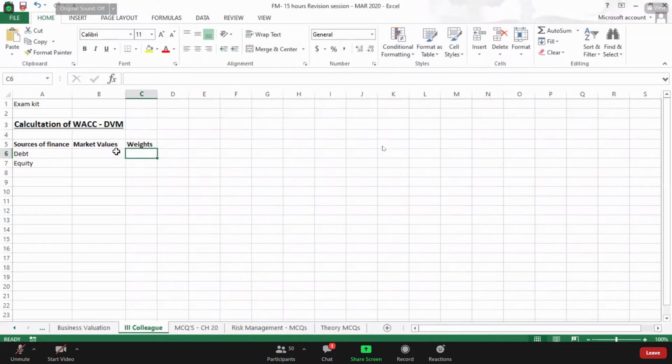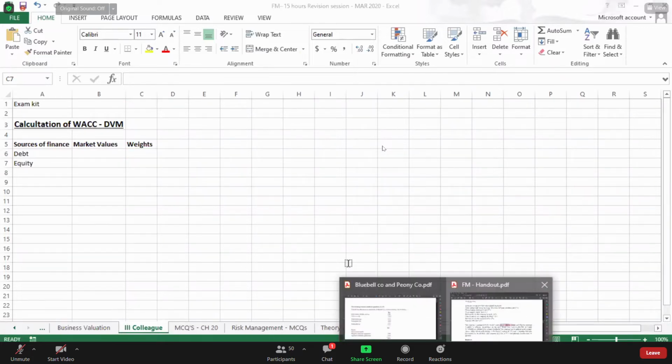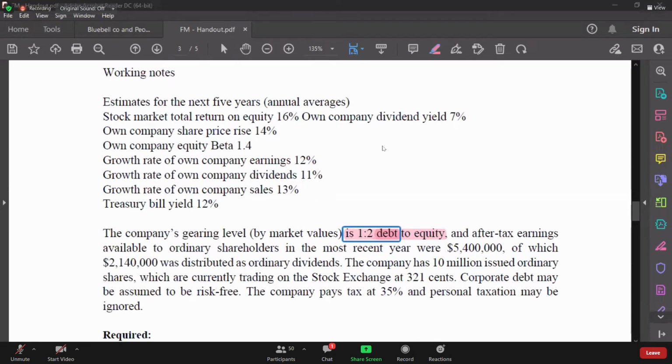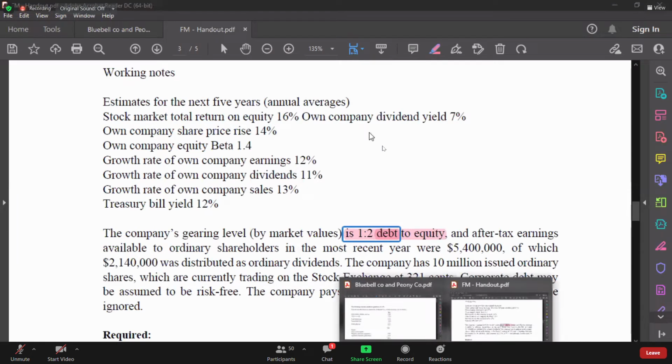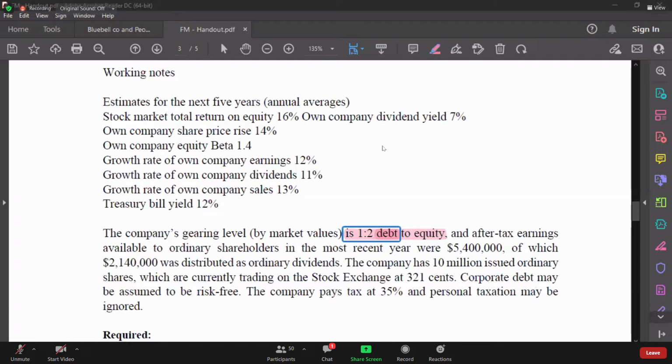So 1:2 means what will be the weight? Tell me. What is the proportion of debt and what is the proportion of equity? They've told debt equity is how much? 1:2. So when they give you 1:2, what does it mean? Debt is 1, equity is 2. I hope everyone's aware of it.